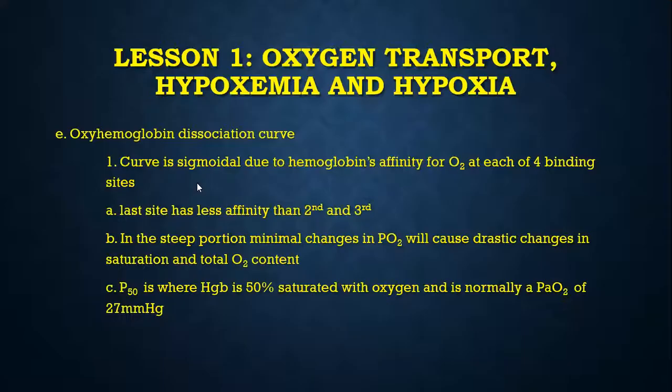All right. So what is it? I mean, what is it called? It's sigmoidal due to hemoglobin's affinity for oxygen at each of the four binding sites. It says the last site has less affinity than the second and third, but that's not really important. In the steep portion, minimal changes in PO2 will cause drastic changes in the saturation and total O2 content. And what's important is P50. P50 is where hemoglobin is 50% saturated with oxygen, and it's normally about a PaO2 of 27 millimeters of mercury.